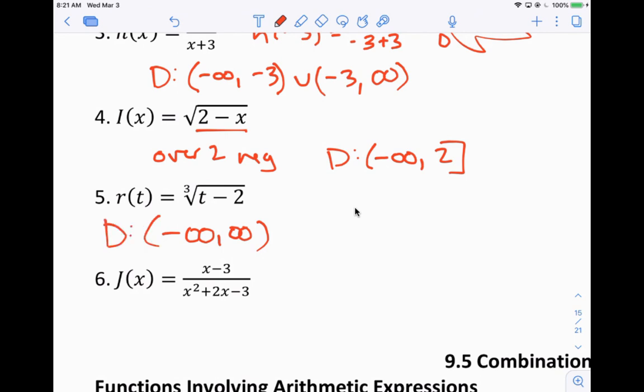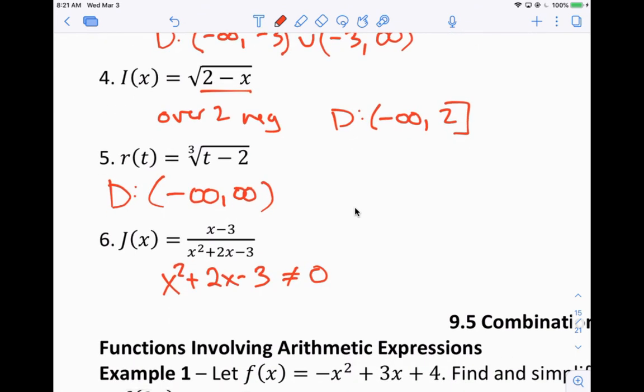This last one, oh, another rational. No zeros on the bottom, right? No zeros for rationals on the bottom. But I can't really see what's going on in that denominator, right? What on earth is going to make that 0? Maybe if I can't see it, I'm going to solve it. So x squared plus 2x minus 3 cannot equal 0, right?